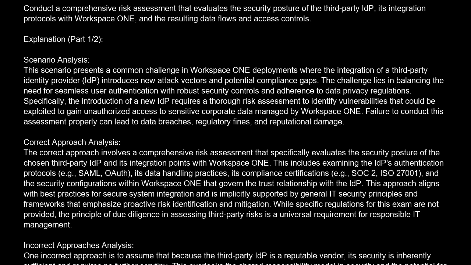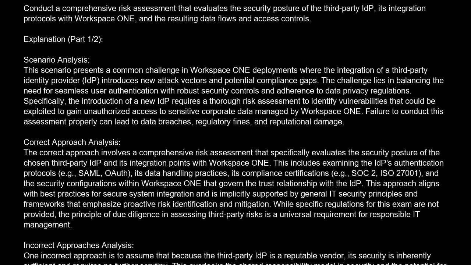Correct approach analysis. The correct approach involves a comprehensive risk assessment that specifically evaluates the security posture of the chosen third-party IDP and its integration points with Workspace ONE. This includes examining the IDP's authentication protocols, e.g., SAML, OAuth, its data handling practices, its compliance certifications, e.g., SOC 2, ISO 27001, and the security configurations within Workspace ONE that govern the trust relationship with the IDP.